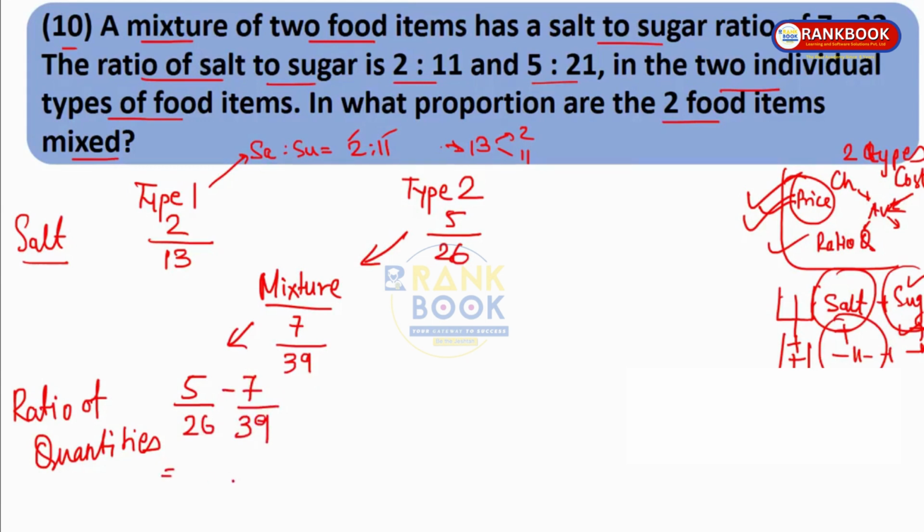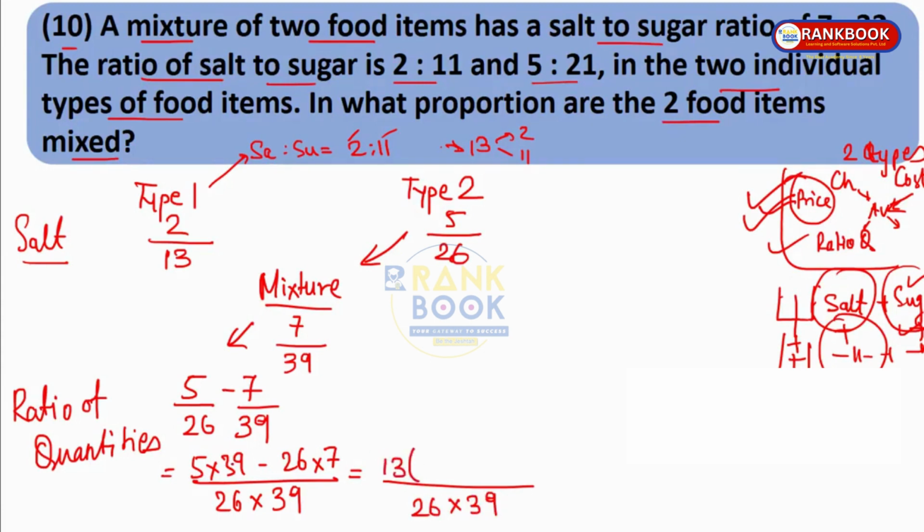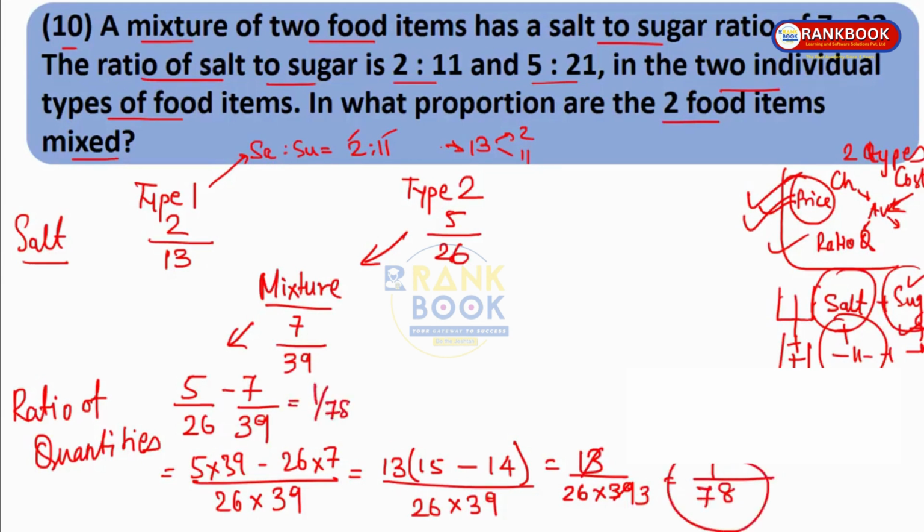What will you get over here? The LCM over here would be nothing but 26. Everything is divisible by 13 over here. So this is 2, this is 3. Let us take the LCM as 26 into 39. So what you will have over here? 5 into 39 minus 26 into 7, over 26 into 39. Take 13 common from here. 13 into 3 is 39, 5 3s are 15. 13 into 15 minus 13 2s are 2 into 7 is 14. That would be 13 upon 26 into 39. 13 3s are 39, so you will have 1 by 78 over here.